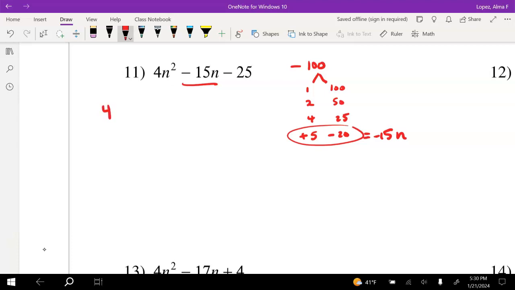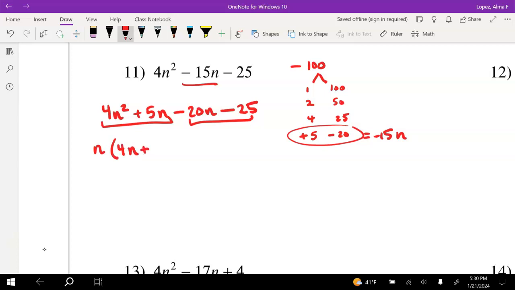Now bring down the first term, 4n squared. The negative 15n you're going to rewrite using these two numbers you just found, plus 5n minus 20n, and then bring down the last term. And now it's just factoring by grouping over and over again. We're going to group the first two together. We're going to group the second two together. My first two terms both happen to have an n in common. I'm going to factor the n out of the first group. It's going to leave behind a 4n plus 5.